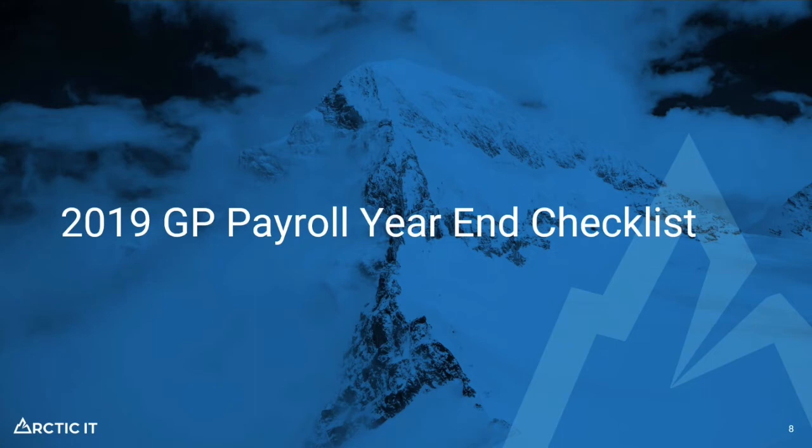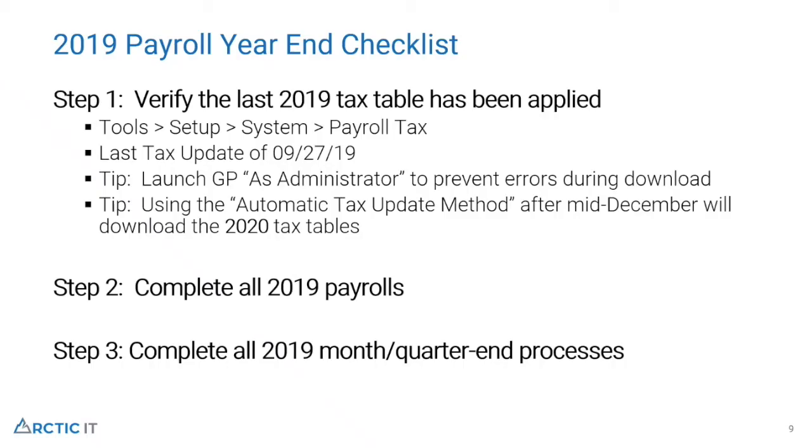Okay, so first is to verify we've got our last 2019 tax table applied. So again, we're going to check for a date of September 27th, 2019. If we have anything other than that, we're going to need to make sure that we update. Again, as a tip, and this is in our other payroll tax video, you want to launch GP as administrator to prevent any download errors when using the automatic method. You're going to want to log in as the SA. That's the only person or user that can download the tax tables. And then just use caution around mid-December because you might download the 2020 tax table without intending to. So just use some caution. You might need to use the manual method instead.